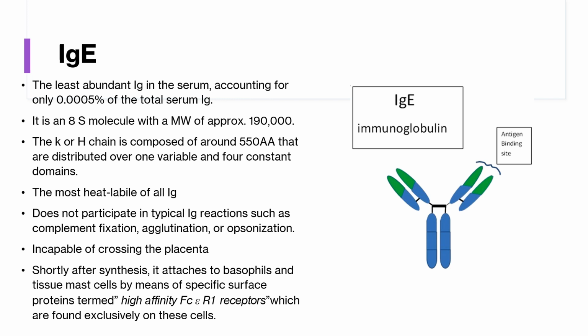Furthermore, IgE does not participate in typical immunoglobulin reactions such as complement fixation, agglutination, or opsonization. Additionally, it is incapable of crossing the placenta. Instead, shortly after synthesis, it attaches to basophils and tissue mast cells by means of a specific surface protein, which is termed the high affinity Fc epsilon R1 receptor, which is found exclusively on these cells. The molecule binds at the constant heavy chain 3 domain on the Fc region, and this leaves the antigen binding site free to interact with specific antigens.